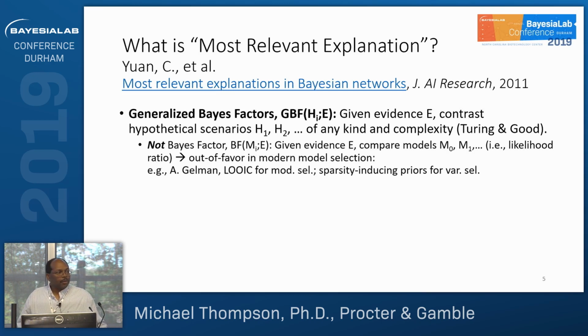Good, as they were, doing cryptography and code breaking back in World War II to, I guess, understand or decrypt the Enigma machine. But one of the key distinctions I wanted to make here is it's not the same as the Bayes factor that you'll often see listed for model selection.